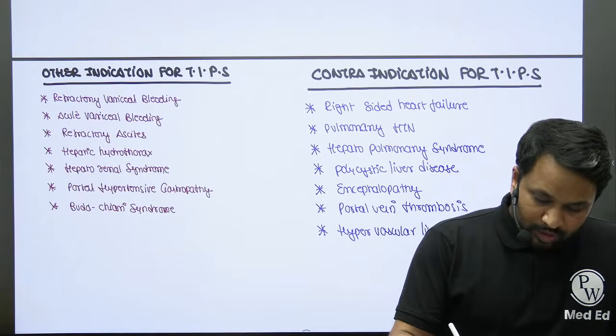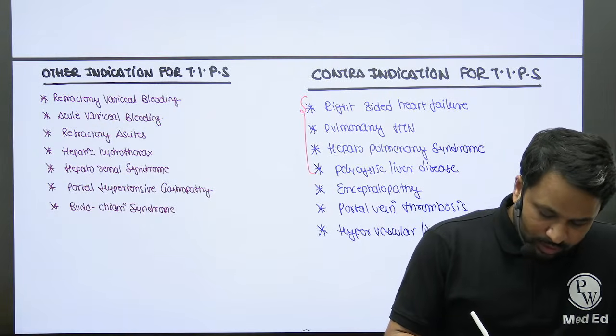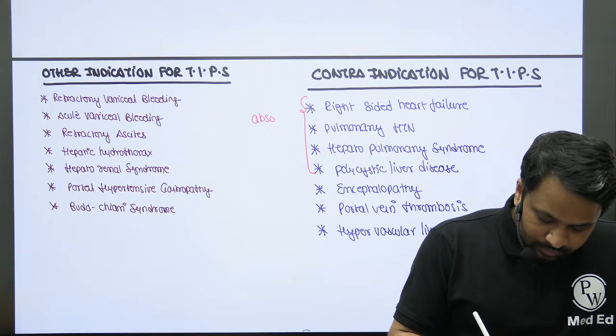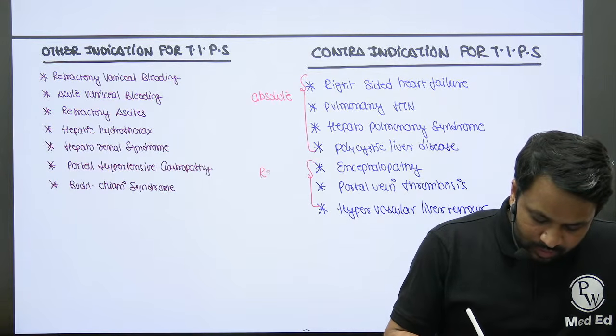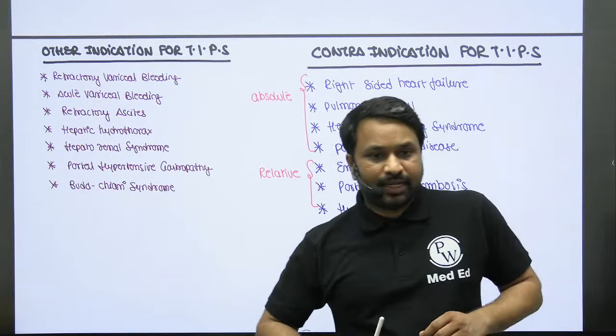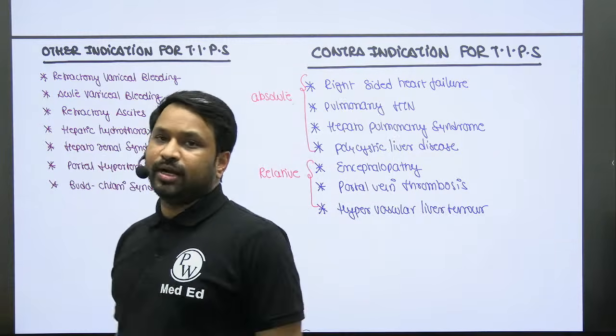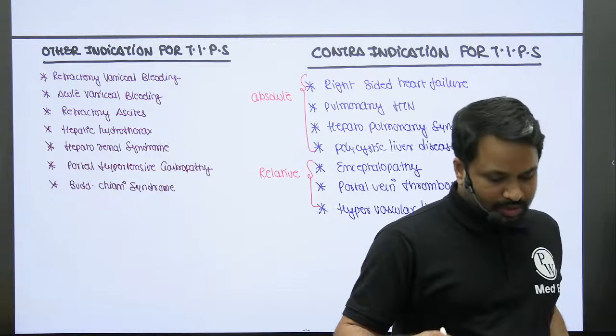If you want to know even more, I can say the first 4 are absolute contraindications, and the next 3 are relative contraindications. So the indications and the contraindications for TIPS, this is what you write in your exam. If you're done with this, you're sorted.